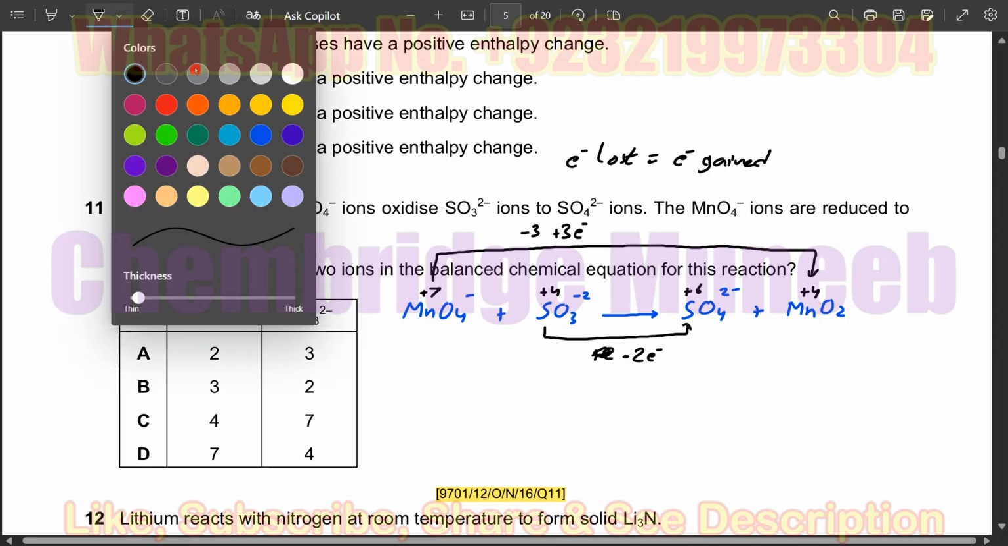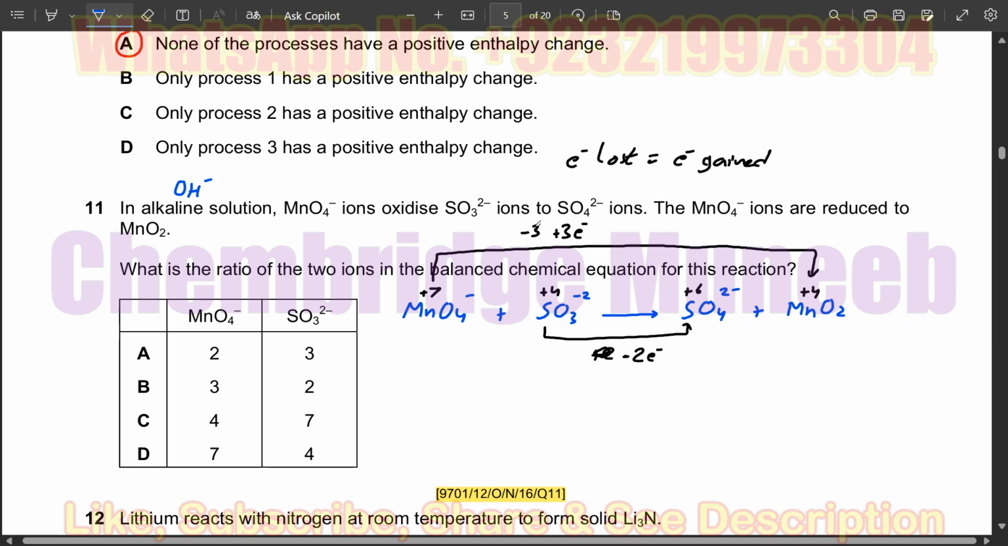So I have to balance them. For balancing, I have to write multipliers here. So 3 must be multiplied with the number to make it equal to the electrons which are lost, and that should also be multiplied with that number. So 3 times 2 and 2 times 3. These are the numbers which will equal them. Both will become 6 electrons each.